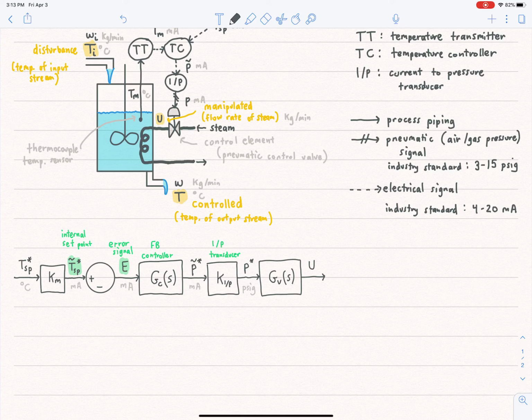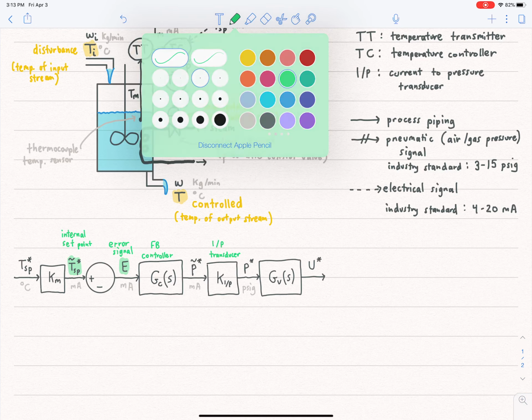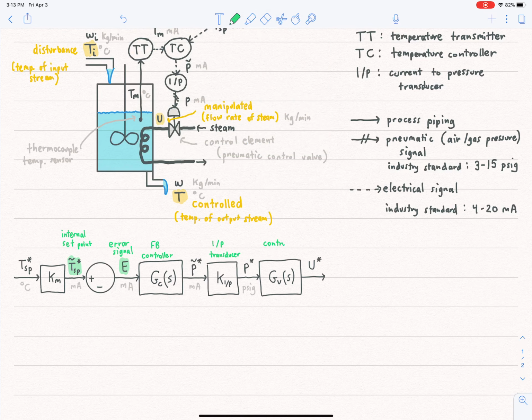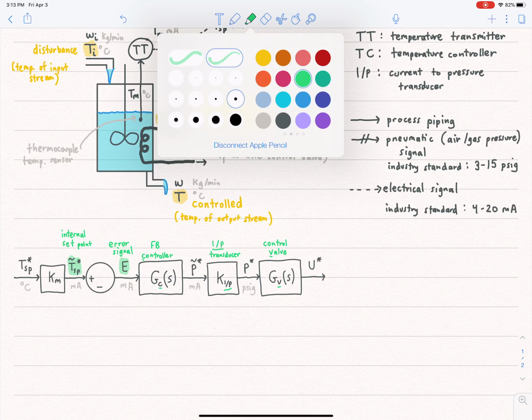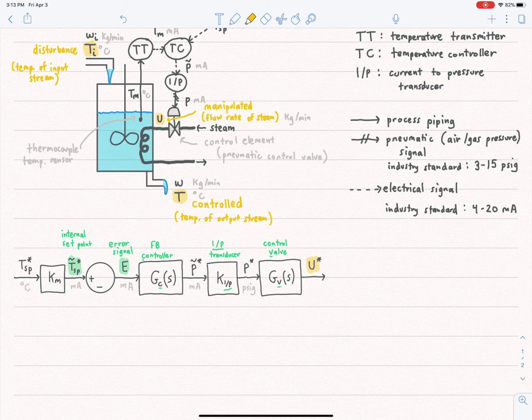So this is finally the manipulated variable, the steam flow rate. So this is our control valve. V stands for valve, so this is our control valve. C here stands for controller, and this is the I to P right there. And finally, we have our manipulated variable. So this is our manipulated variable right here, which is the flow rate of steam.